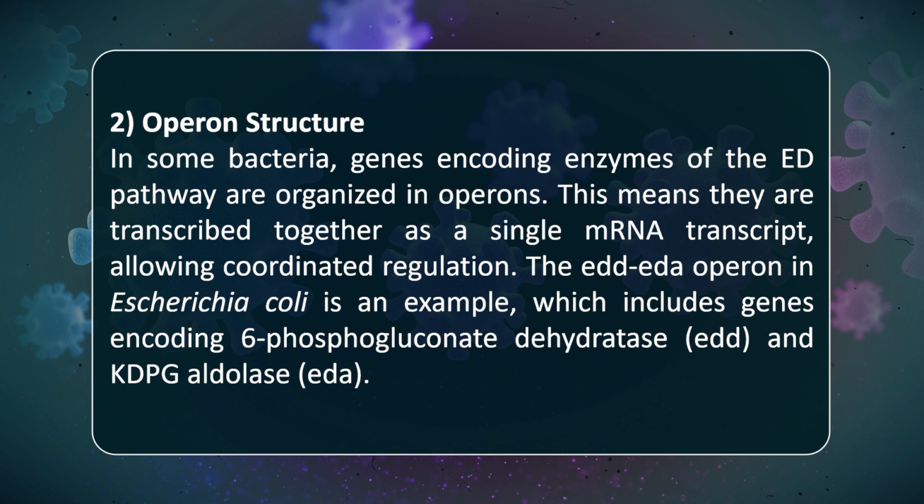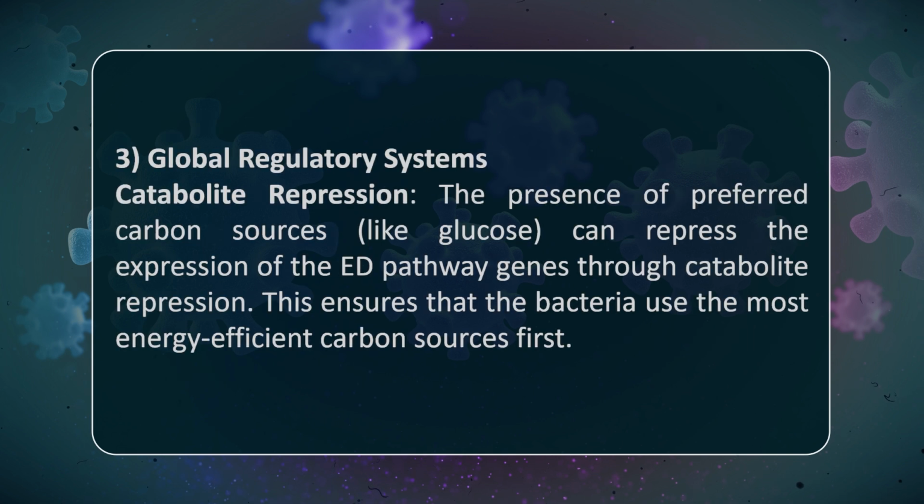The edd-eda operon in E. coli is an example, which includes genes encoding 6-phosphogluconate dehydratase, Edd, and KDPG aldolase, Eda. Regulation of ED by global regulatory systems. The presence of a preferred carbon source like glucose can repress the expression of ED pathway genes through catabolite repression. This ensures that the bacteria use the most energy-efficient carbon source first.